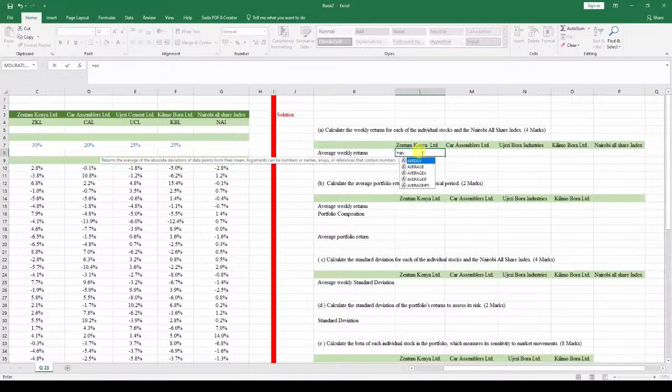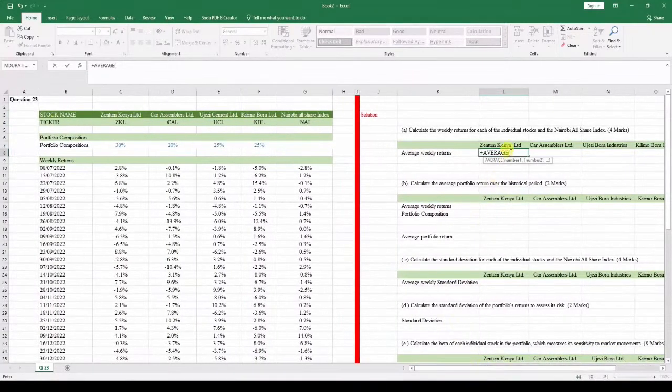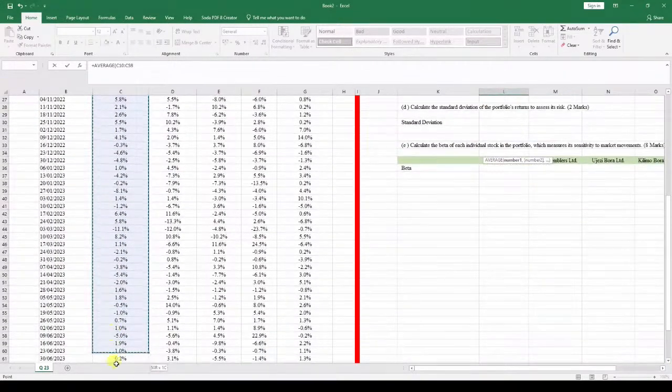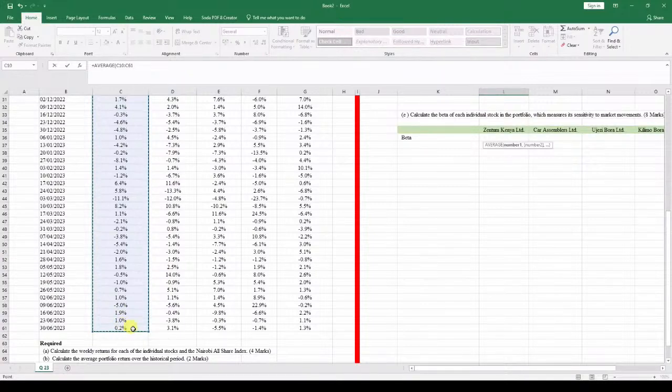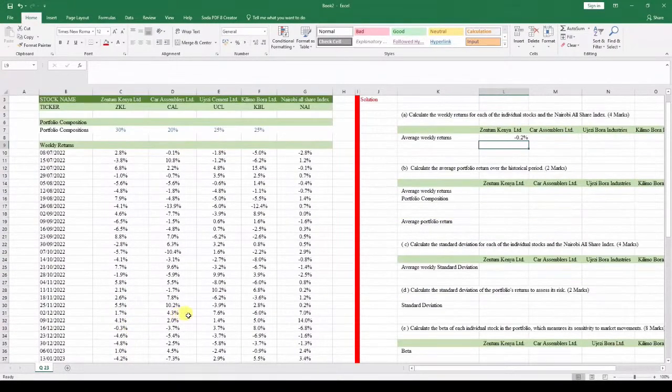So we just pick average. You can see the average right over here, and the average of what? We want to pick the average for Z-Term Kenya, to pick the average values right here, up to there, close the brackets, then you enter. So we're saying that the average return should be negative 0.2%. Let's put it to maybe 2 decimal places, like that.